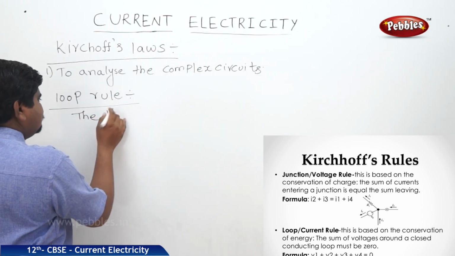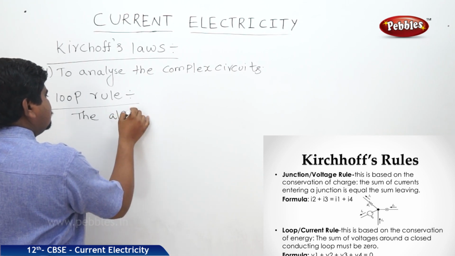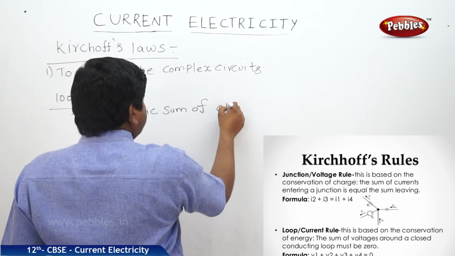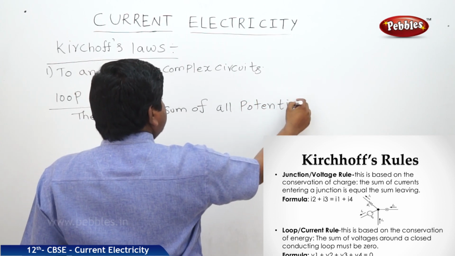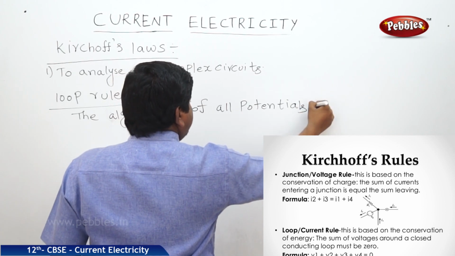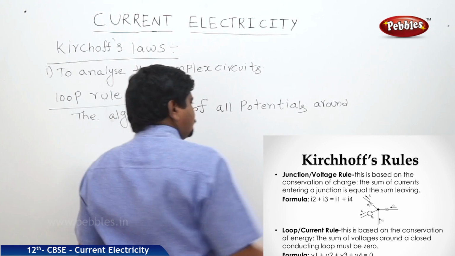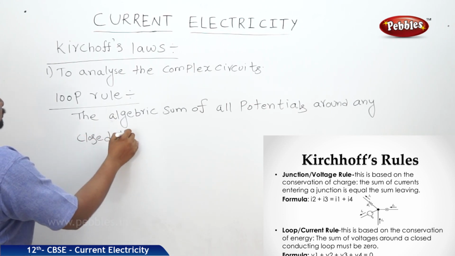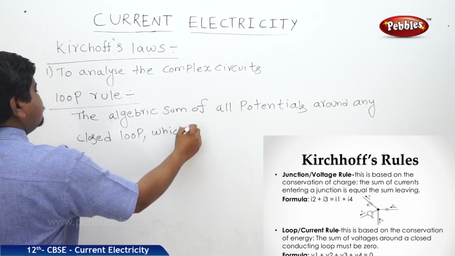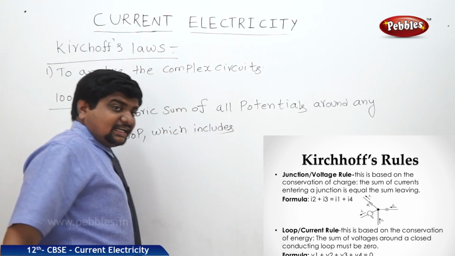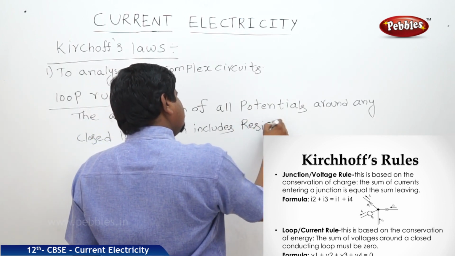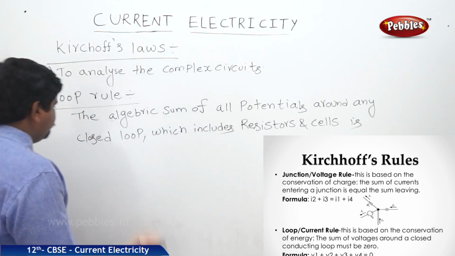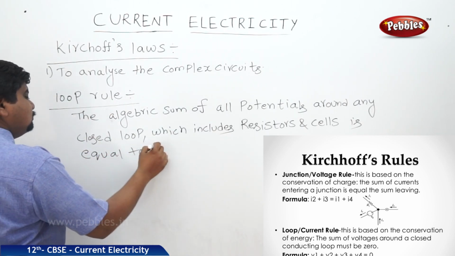The algebraic sum of all potentials around any closed loop which includes resistors and cells is equal to 0.